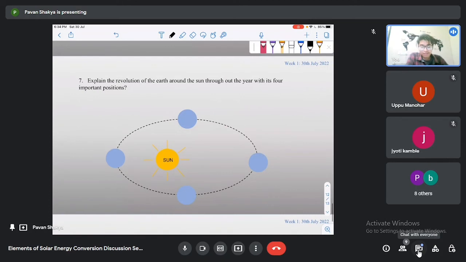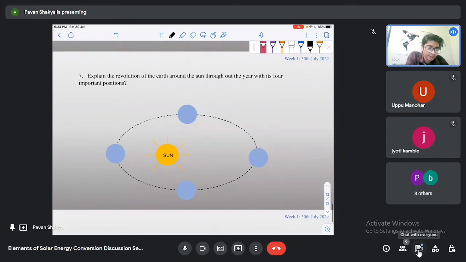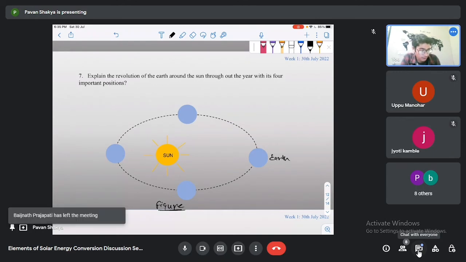The next problem asks: explain the revolution of the earth around the sun throughout the year with its four important positions. So this is the figure that has been drawn, and the question is asking about the positions shown in the figure. First, as we know, this is our earth that revolves around the sun in an elliptical path. Also, the earth revolves in the anti-clockwise direction around the sun.